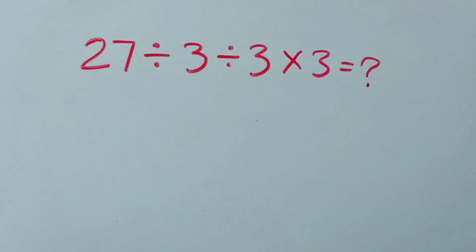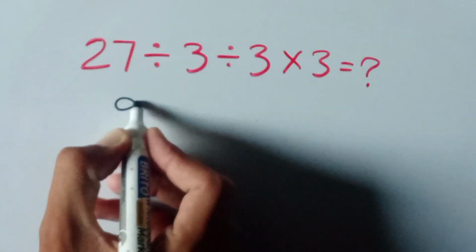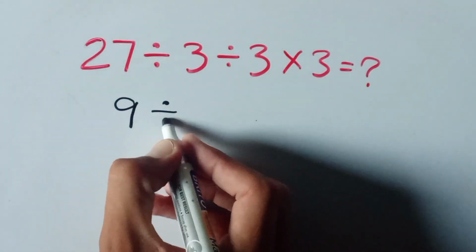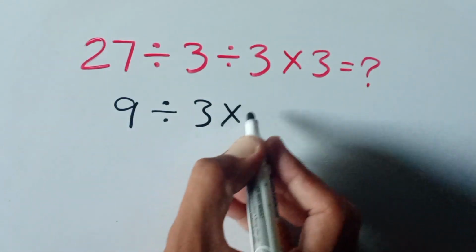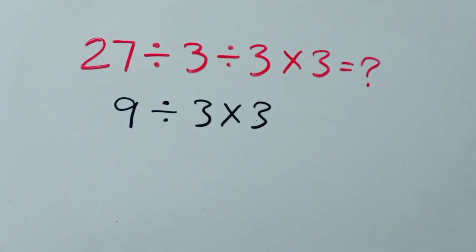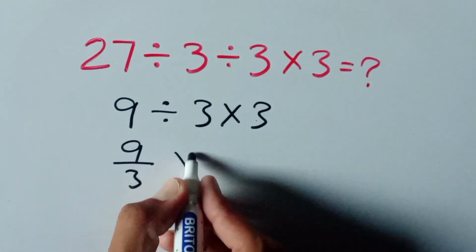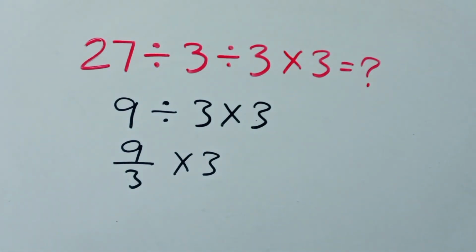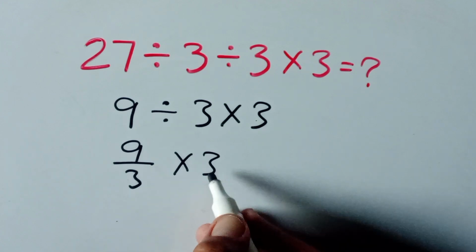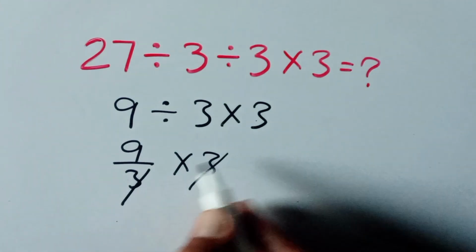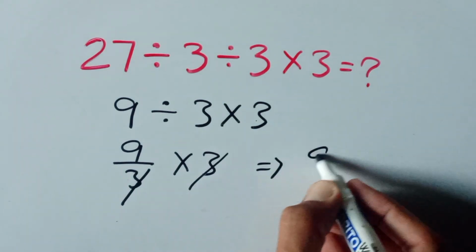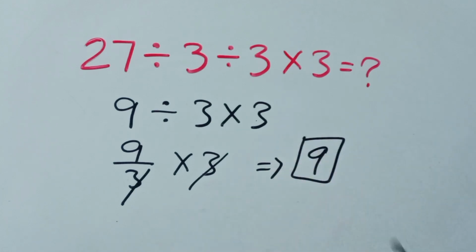So guys, 27 divided by 3 is equal to 9, okay, divided by 3 times 3. Now from here I can write it as 9 divided by 3 times 3. Okay guys, now here 3 and 3 cancel with each other, and the final answer of this expression is 9. Guys, this is the final answer of this question.